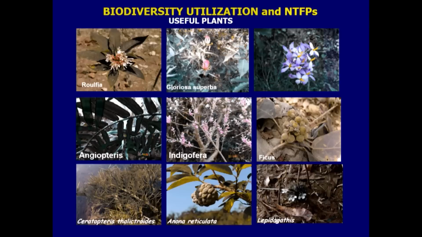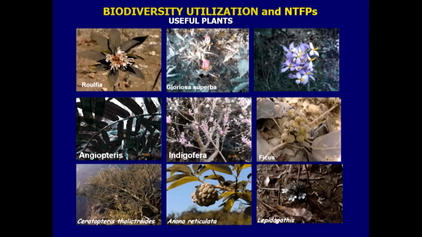Angiopteris evecta. Yes, I have. It is there in that locality. In Arunachal Pradesh, of course, it is plenty. But unexpectedly, it is also found here. Ghoda tof, it is known. The pith of it is used for heart patients. Local tribes use it actually.